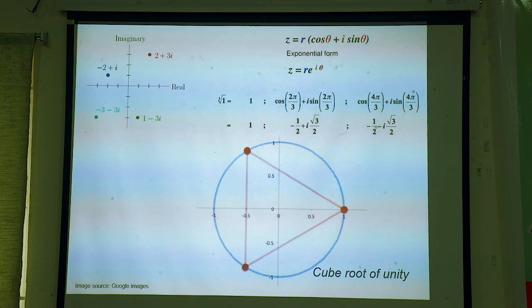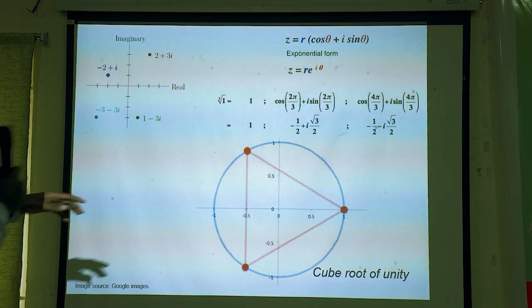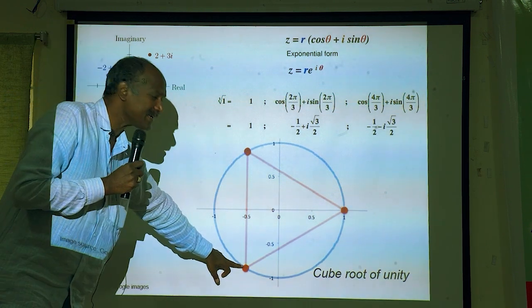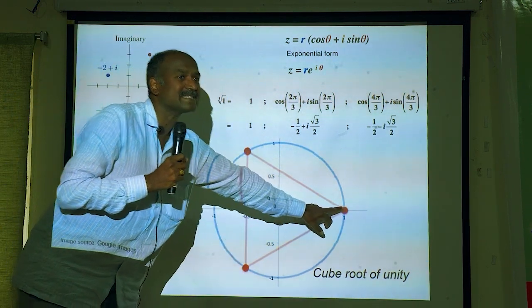Immediately I will show. Cube root of 1 means 1. You know that. What is the angle of 1? 2 pi. Cube root means power 1 by 3, so 2 pi by 3. 2 pi by 3 means how much angle? 120 degrees. Okay? So you have 1, 120 and 240 and again 360.